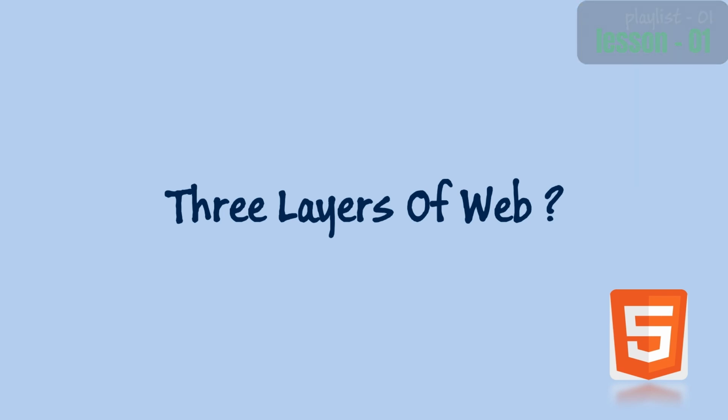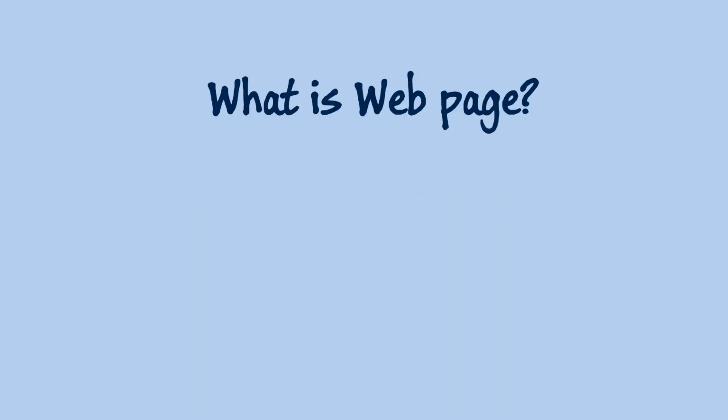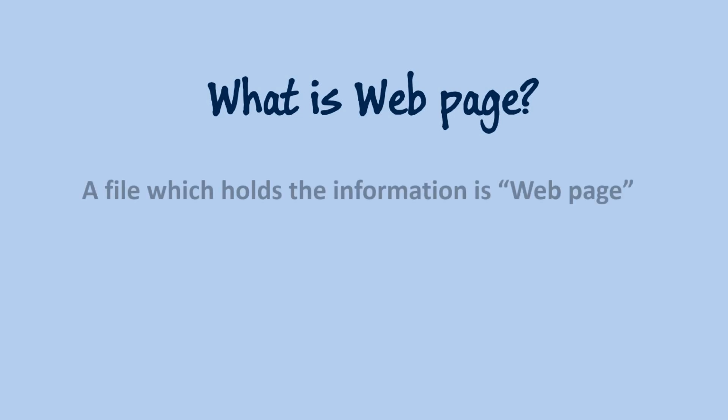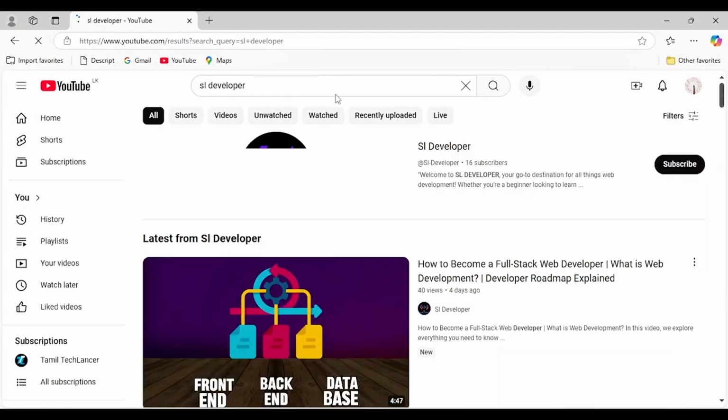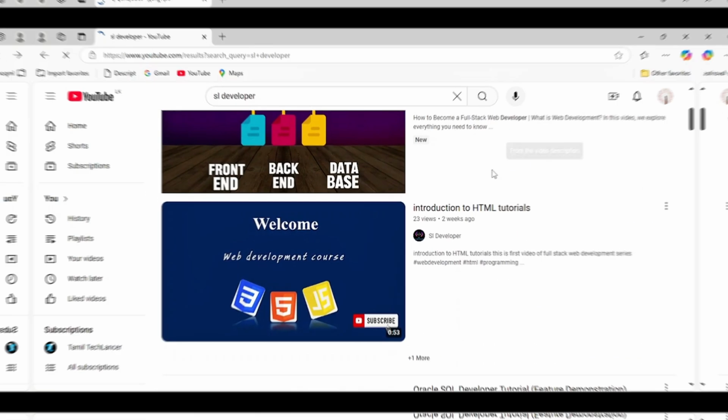Before diving into that, we first need to understand what a web page is. A web page is essentially a file that holds information. When someone wants to share their information with others, they create a web page. Another person who wants to access that information opens this web page in a browser. For instance, in this video, I am the creator of the web page, and you are accessing it by opening YouTube, which is a web page, to watch this video.